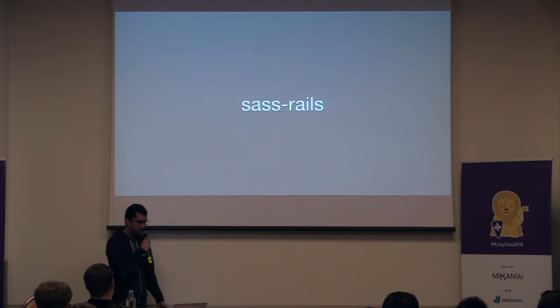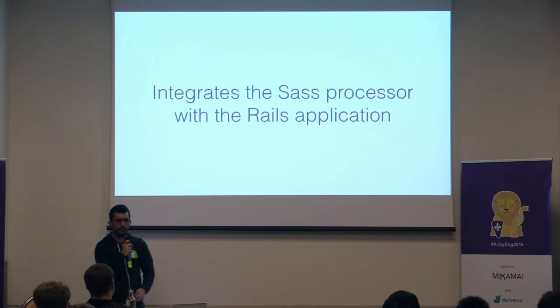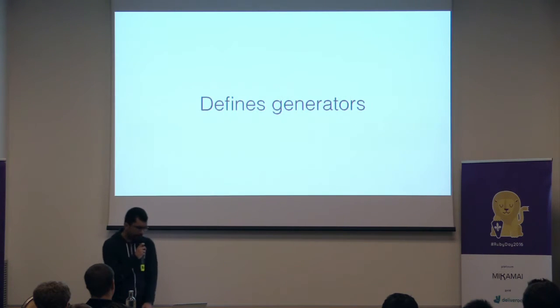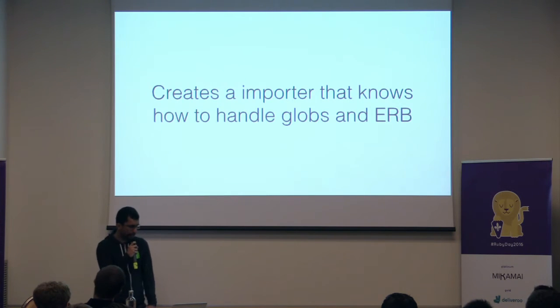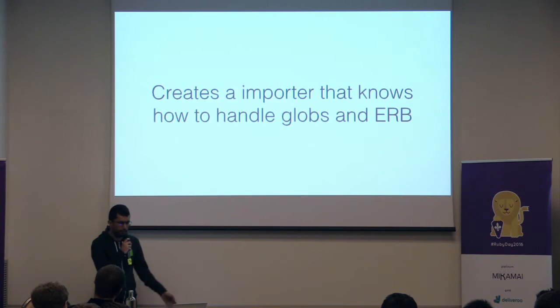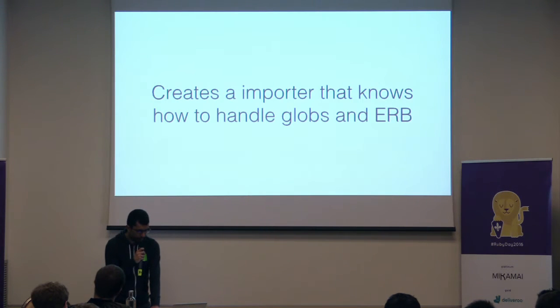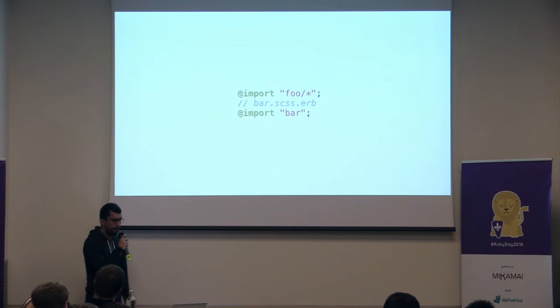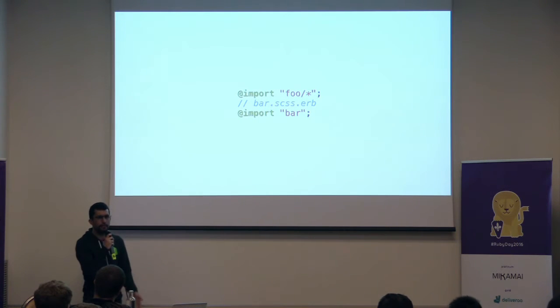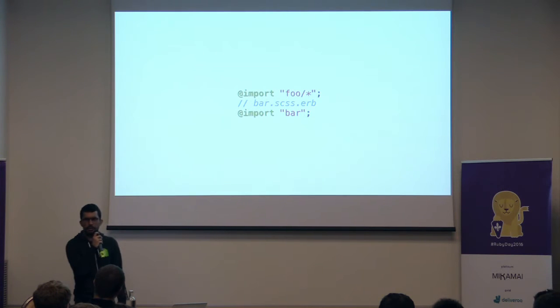So apart from that, we also have the Sass Rails gem that integrates the Sass processors with Rails applications. It's the same thing, it's only a gem to glue together Rails and Sass. It defines some generators and creates importers that know how to handle globs and ERB. This is because Sass by default does not know anything about those two features. For those who do not know, glob importing is when I want to import all the files inside a directory. That is only built in Sass Rails. You cannot do that without Sass Rails.